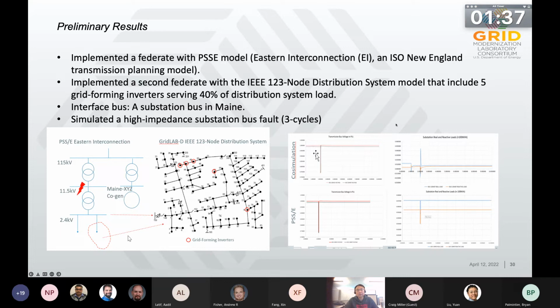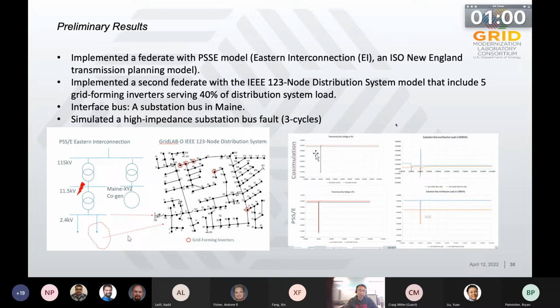We did some preliminary work. As you can see, we tapped into the effort that had taken place at PNNL. Instead of using the IEEE 39 bus model, which is a simplistic model, our effort was to replace it with a PSS/E model that we use for our transmission planning study. That's the entire Eastern Interconnection, a realistic study model. So we were able to do that.